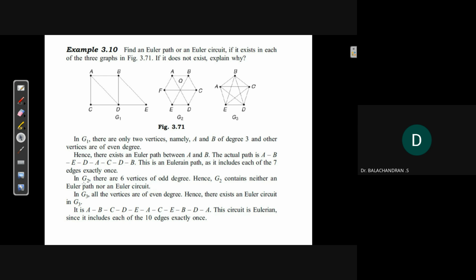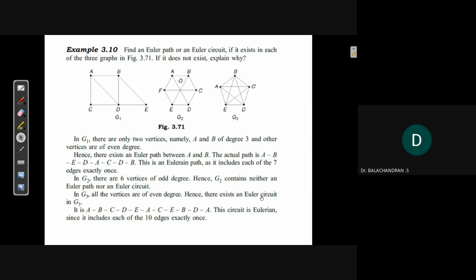Yes, we'll check the reason here. In G2 there are 6 vertices of odd degree. Hence G2 contains neither an Eulerian path nor an Eulerian circuit. That's all. So G3. In G3 the degrees are 4, 4, 4, 4, 4. All of them are even degree. Hence it contains an Eulerian circuit, and hence this is an Eulerian graph.